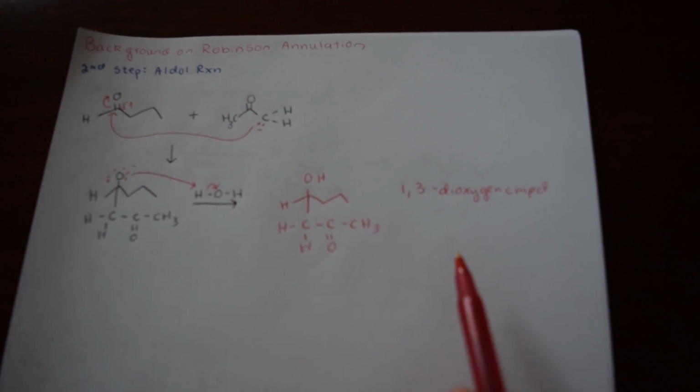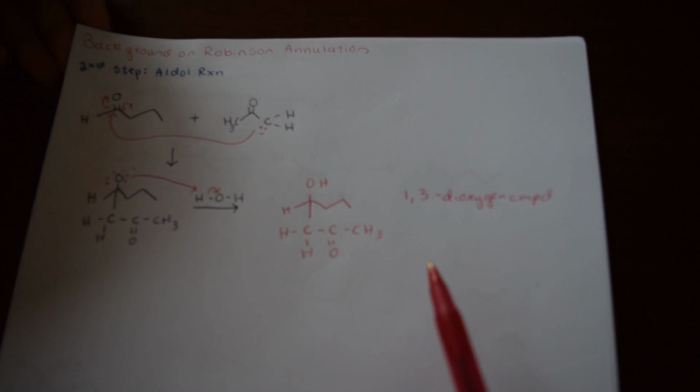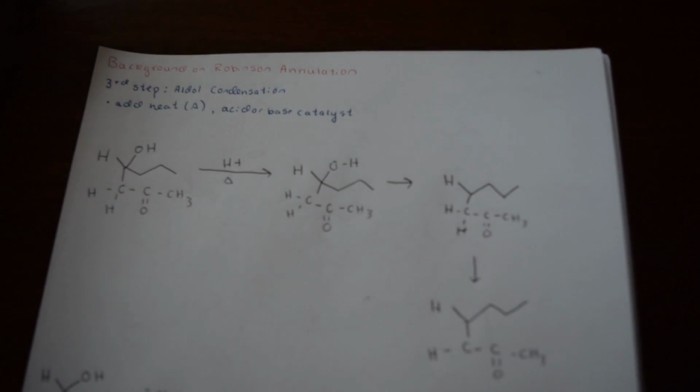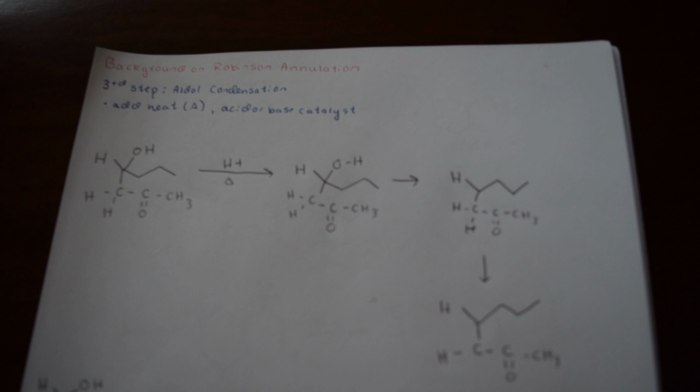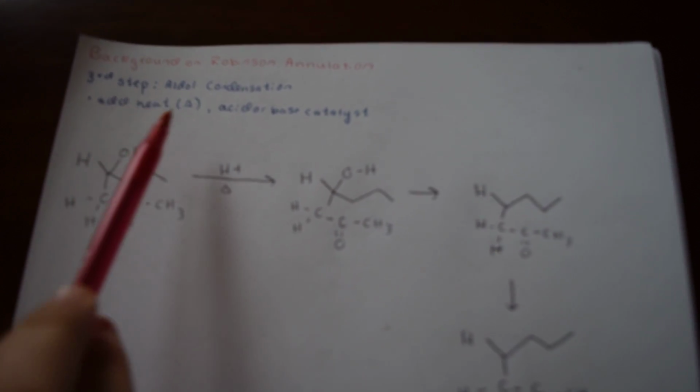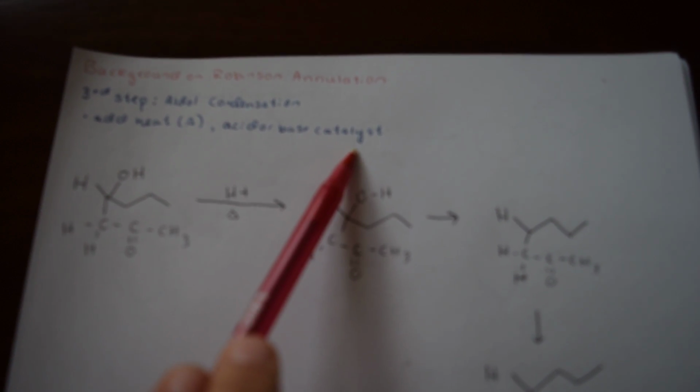So after this step, you just have one last step in the Robinson annulation before you put it all together. And that's aldol condensation. This occurs when you have heat and an acid or a base catalyst. And basically what's going to happen is you're going to form a double bond.